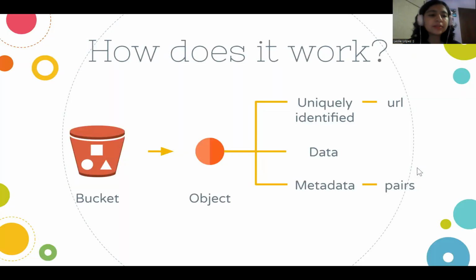And how does it work? Long story short, you store all your files in a bucket. A bucket contains these files and other data. This content is called an object, and the object is uniquely identified by a key in the URL, and objects can be data or metadata. Metadata is defined by pairs of name and value that describe that data.